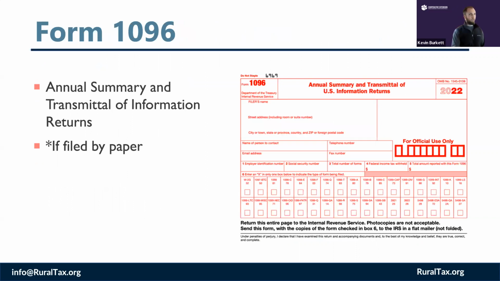And if you are filing by paper, you also have to include Form 1096. And basically, this is just a summary of what you are filing as far as informational returns. So you can kind of see the information that it's talking about there. And it's basically just a summary of what information you're sending into the IRS. But that's only required if you are filing by paper.